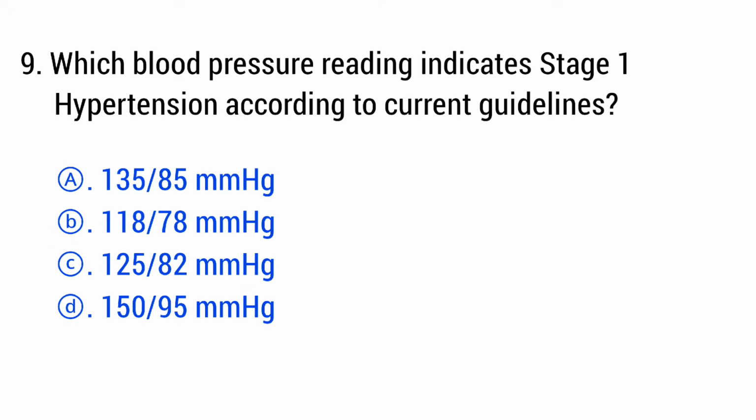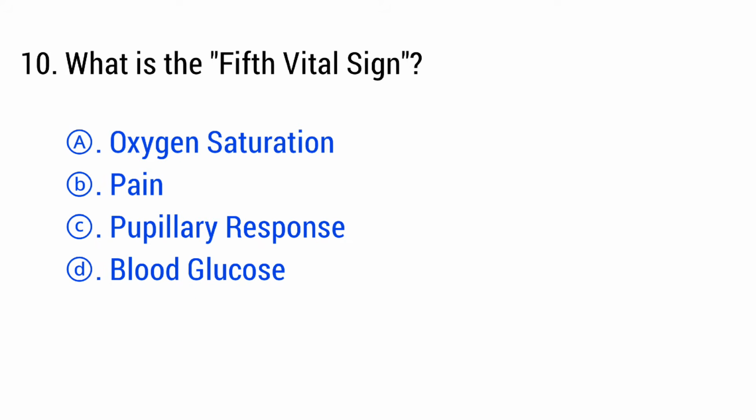Question 9. Which blood pressure reading indicates stage 1 hypertension according to current guidelines? The right answer is option A, 135/85 mmHg. Question 10. What is the fifth vital sign? The right answer is option B, pain.